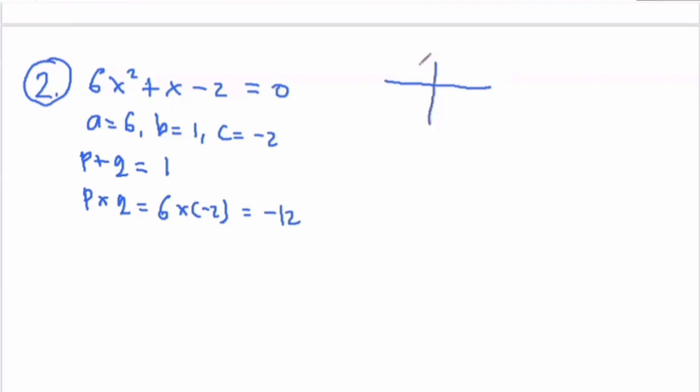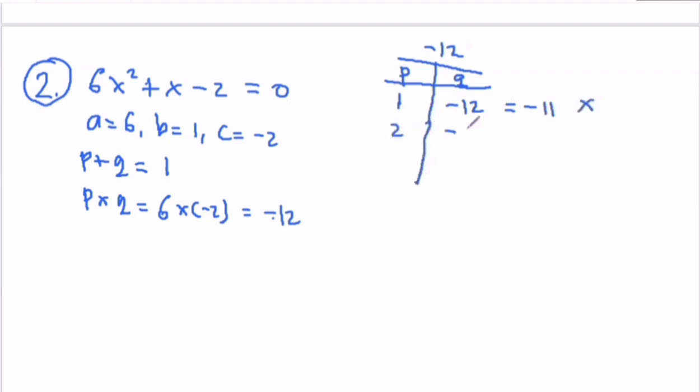Then we make the combination of P and Q. If we multiply them, minus 12. If we add them, 1. So the combination should be a positive and a negative number. So minus 12 and 1: 1 times minus 12 is minus 12. Okay. But P plus Q, 1 minus 12, is equal to minus 11. No, it's not the combination of the numbers.